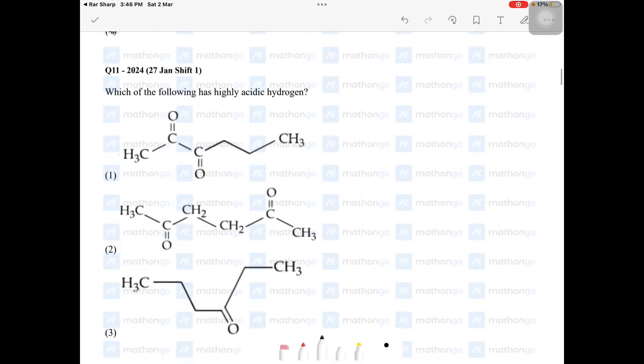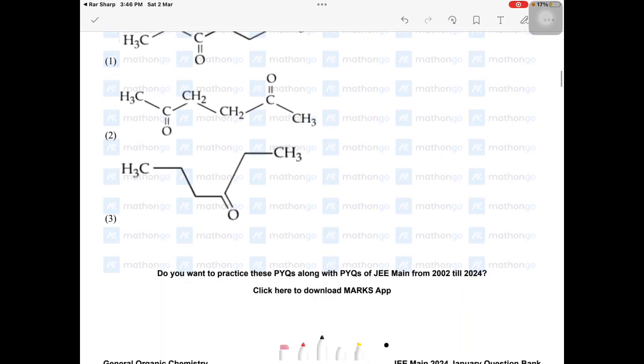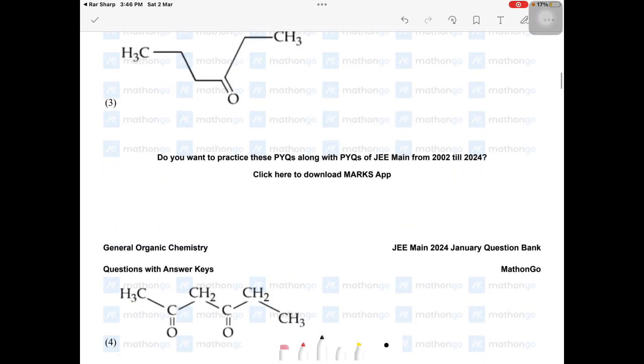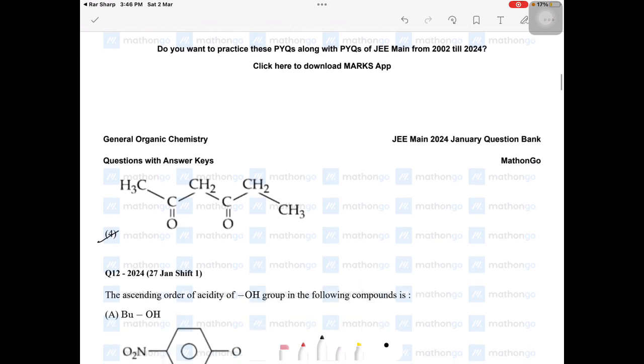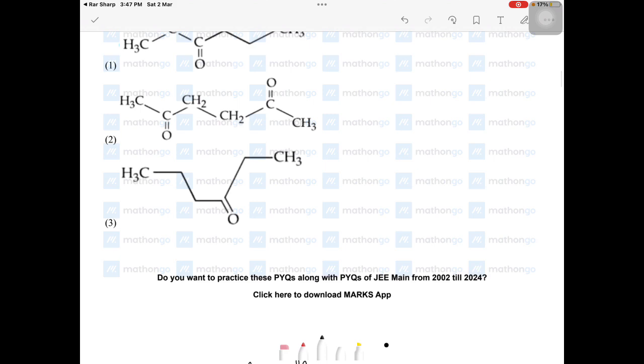Next, question number 11. Which of the following has highly acidic hydrogen? So out of this, option 4 has highly enolic hydrogen. This is a more active methylene group compared with the remaining three.